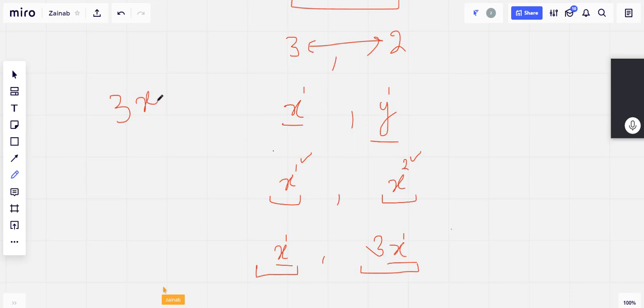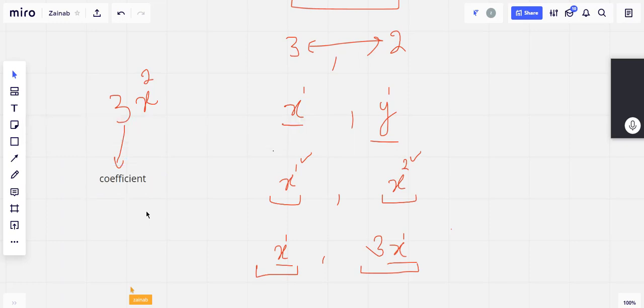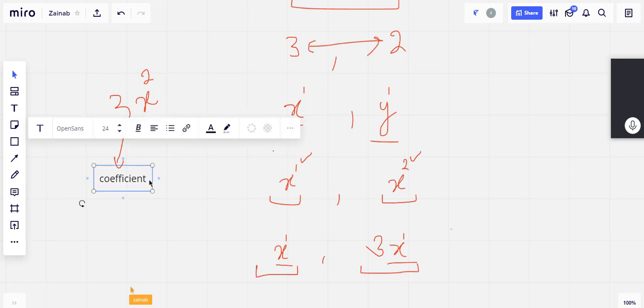3x squared, let's say. So this 3, which is in multiplication with the variable, is called coefficient. What's coefficient? Coefficient is a number in multiplication with the variable.